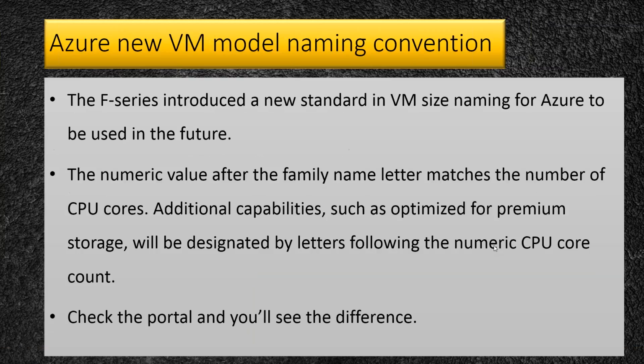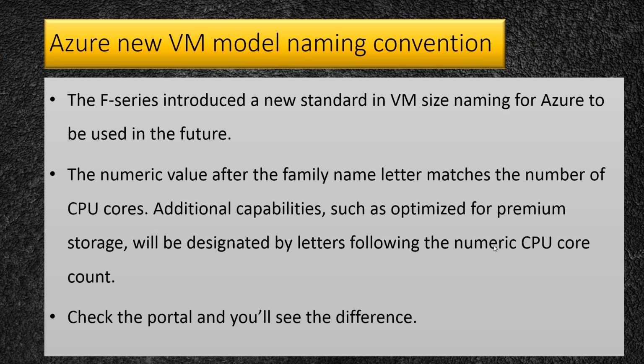Oh, and something else, if you do go on the portal, I just wanted to point it out here in the slide deck because a lot of people don't notice, but the F series is the latest model of VMs that they introduced in Azure, and it has a new standard naming convention. So starting with the F series, and this is the way they're going to be named going forward, the numeric value after the family name matches the number of CPU cores. And after that, if there's anything that differentiates the VM, such as the premium storage, it will be designated by letters, in this case, the S, right?